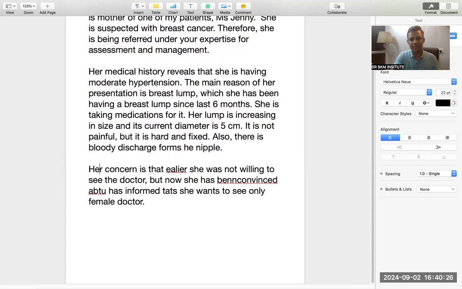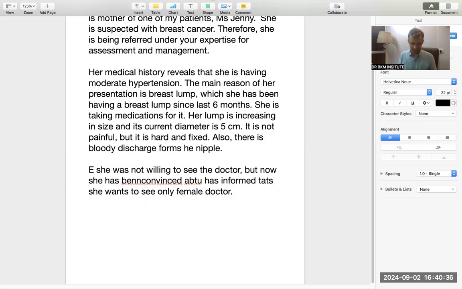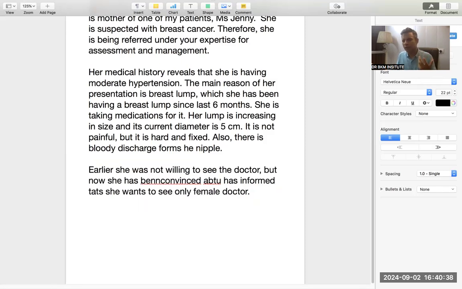Her concern is that earlier she was not willing. If I don't want to write all these things, I don't have to write concern. Maybe I can start with earlier. You don't have to use a connector in everything. Earlier is also an automatic story maker. You don't have to look out for "her concern is that", you don't have to push things. Earlier, I just continue the paragraph.